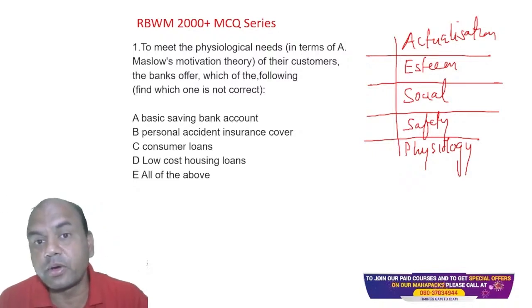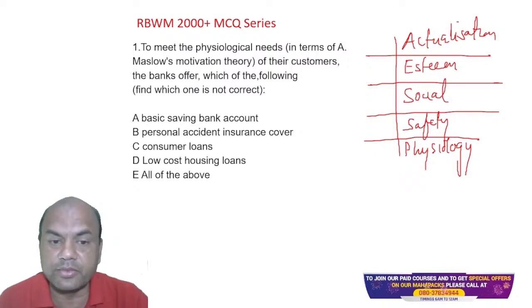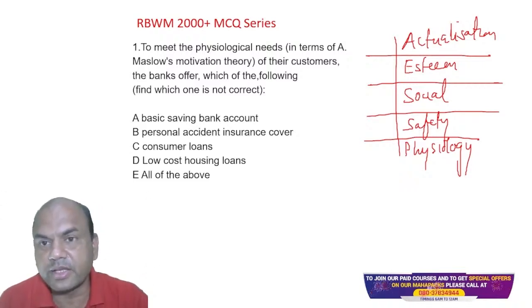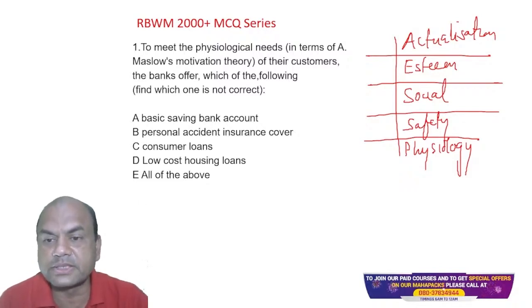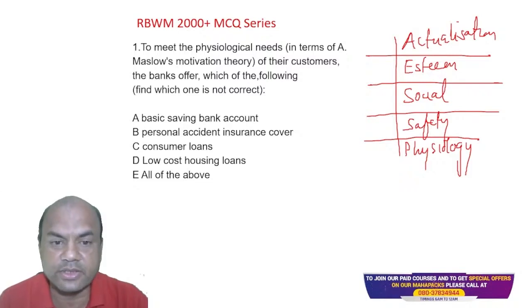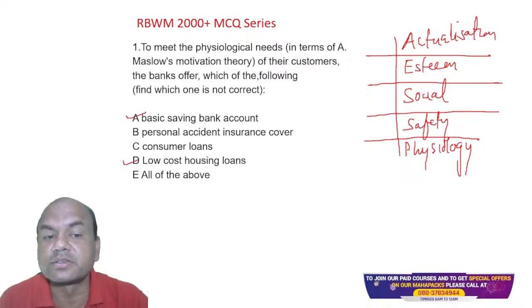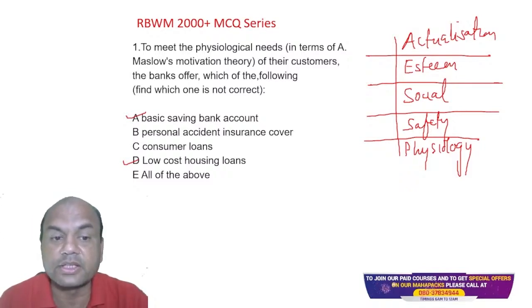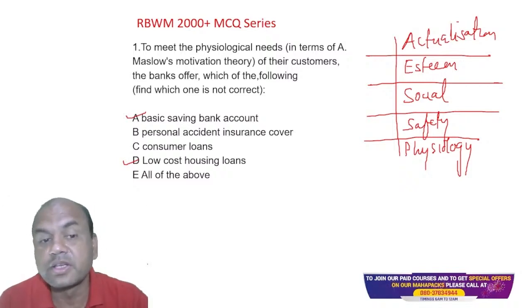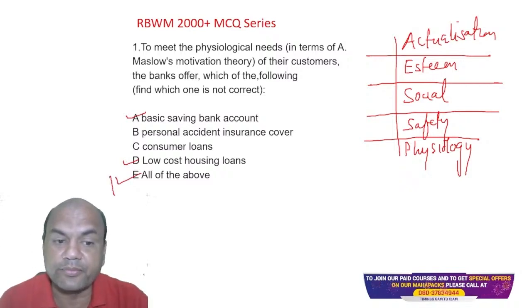See, as per your book, the answer can be any of these. BSBA is given to these lower earning people, basic savings with the Jandhan account. Low cost housing scheme is also given. Personal accident cover at the lowest premium is also available now, and consumer loans are also given nowadays. So the answer is E, all of the above.